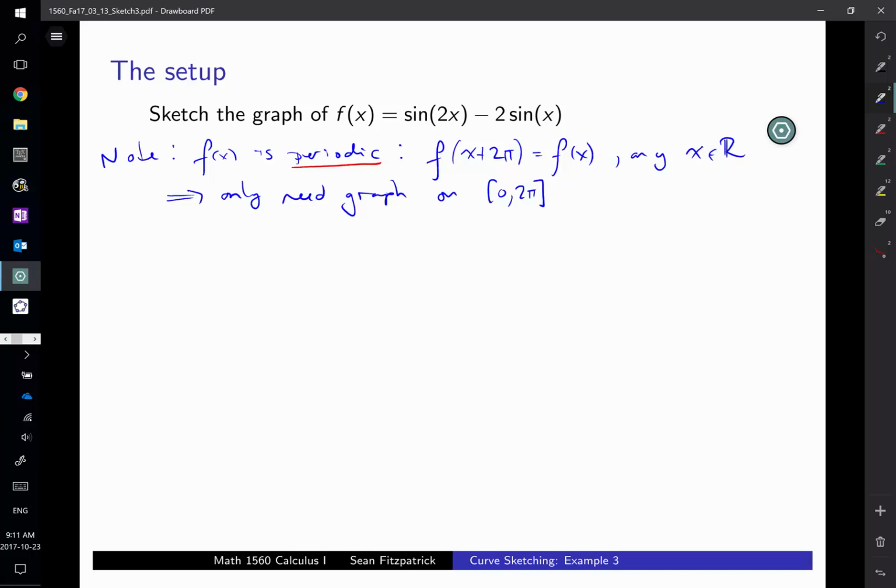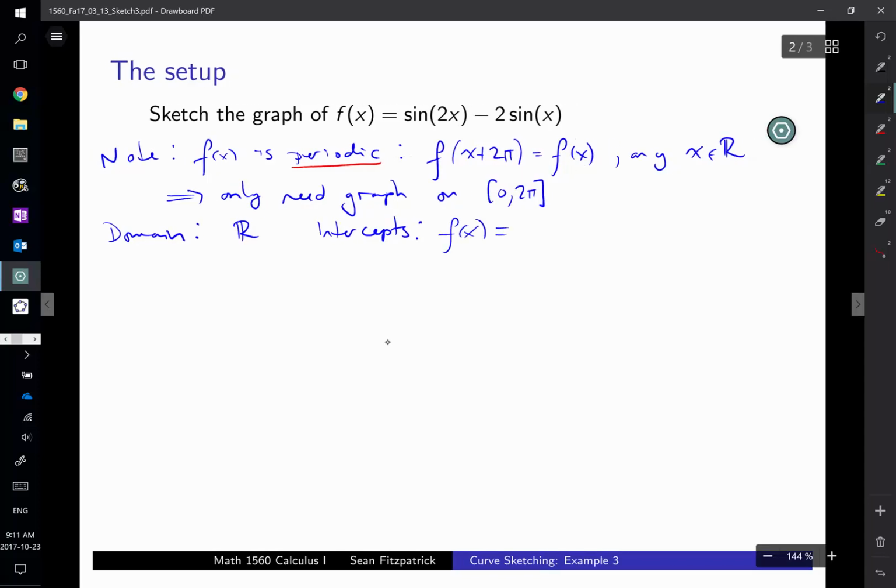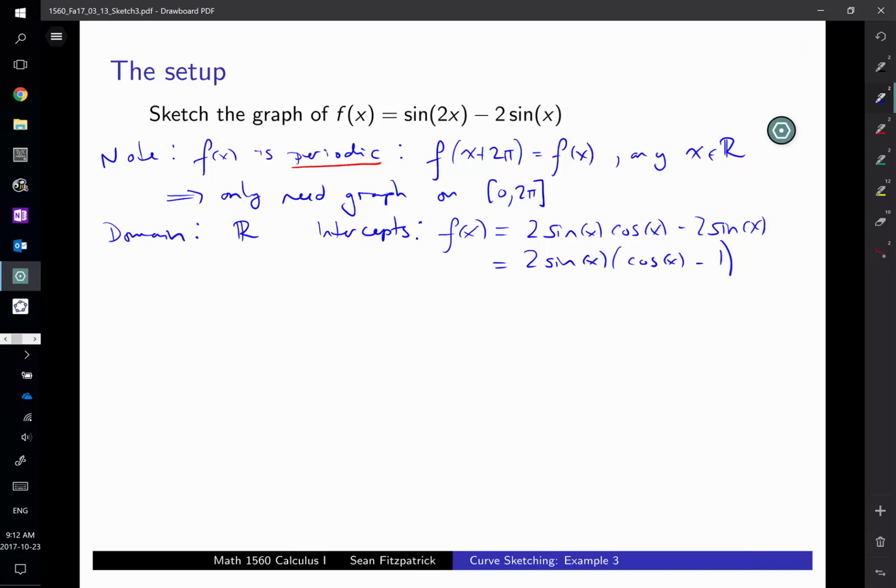What else do we notice about the function? We start with the function itself. We know that the domain is all of R. What about intercepts? For intercepts, we have to be a little bit more careful. We need to find x-intercepts in particular, we want to know where this function is equal to 0. One of the ways to do that is to apply an identity. Notice, sine 2x, there's a double angle formula that says sine 2x is 2 sine x cos x. And then we see that we have a common factor. 2 sine x shows up in each term. So if we factor that out, we get f of x is 2 sine x times cos x minus 1.